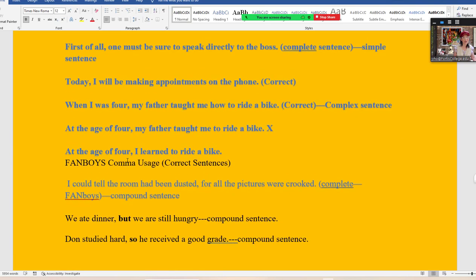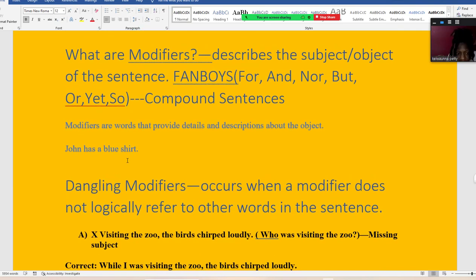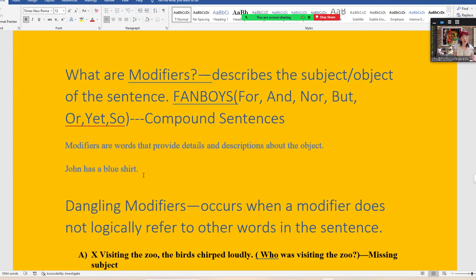I'm going to go over modifiers. Okay, what are modifiers? Modifiers are words that provide details and descriptions about the subject. John has a blue shirt. Blue is a modifier because it modifies the shirt, in other words, the noun shirt. And so the modifier blue provides details and descriptions about the object shirt. So modifiers describe the subject or the object of the sentence. In this case, it's describing the object.